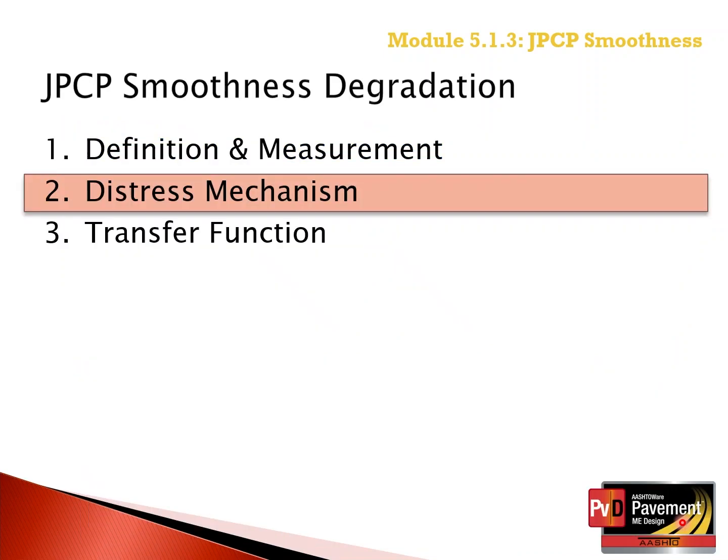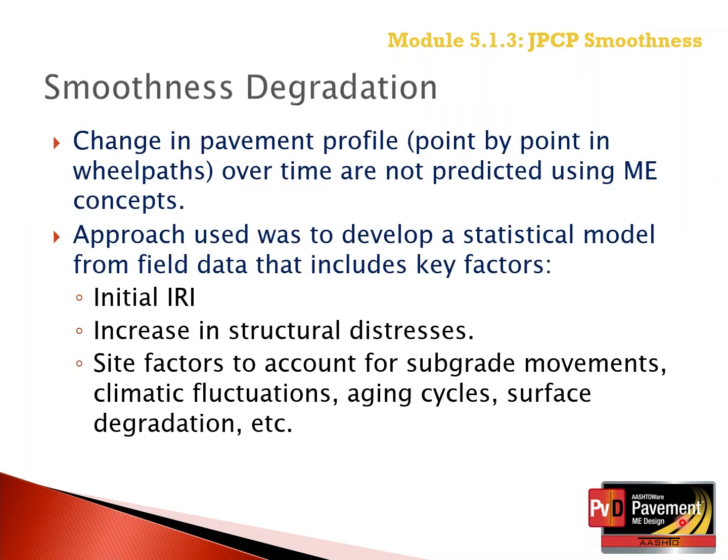The next section of this submodule is to overview the distress mechanism or the design premise approach used to determine the deterioration or degradation of smoothness after initial construction, or simply the increase in IRI over time. Smoothness degradation, or the increase in variability in the pavement profile, point by point in the wheel path, over time is not predicted using mechanistic empirical concepts.